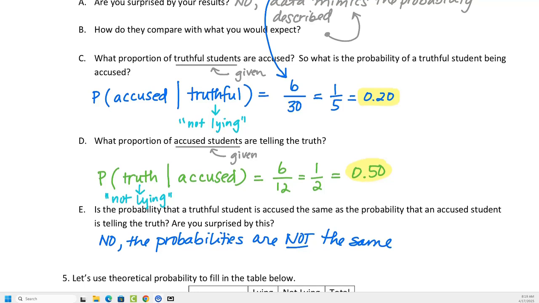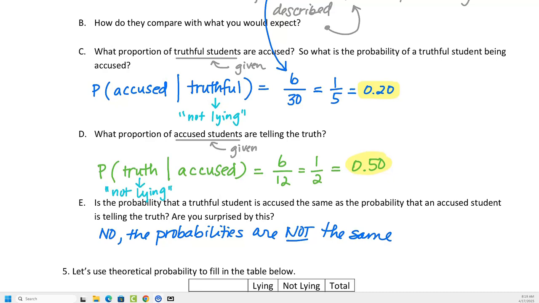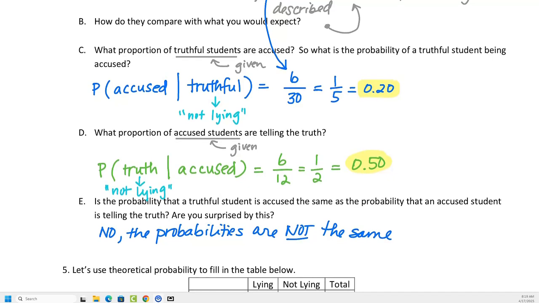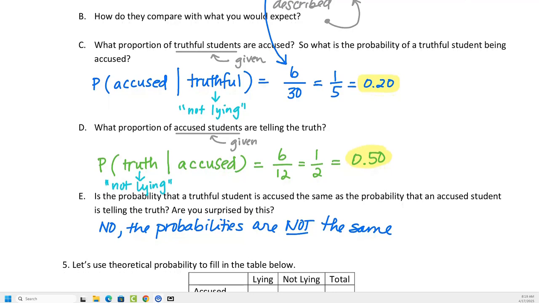So think about it. One is the scenario where they're telling the truth. We're looking to see of the students that are telling the truth, how many of them will be accused. That would be 20% of them. And then the second one is of those who are accused, how many are telling the truth? 50%. It's just a little bit different. So the first one, we know that they're telling the truth, so we're seeing what percent get accused. And then the second one, we know they're accused, so we're trying to figure out how many of them would be telling the truth.